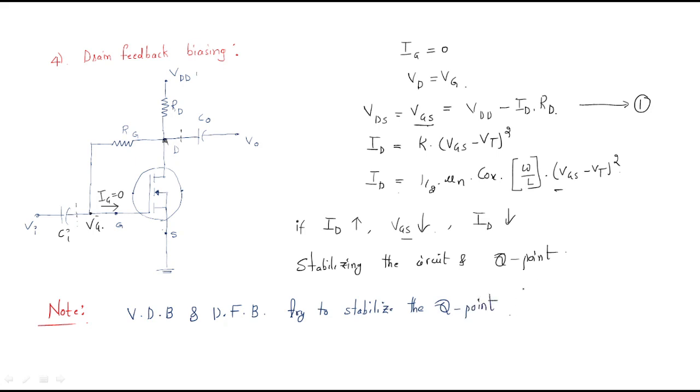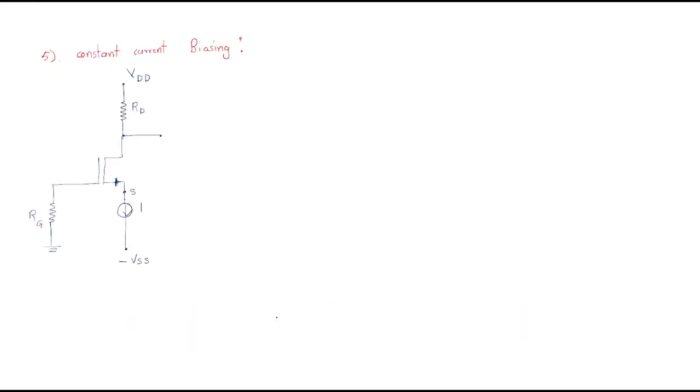But still we have some variation in the Q point. It will be stabilized by the methods below. So the next method will be more efficient than the voltage divider bias and drain feedback biasing techniques. The next method is constant current biasing.